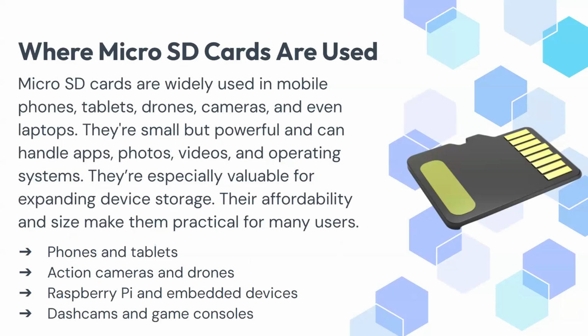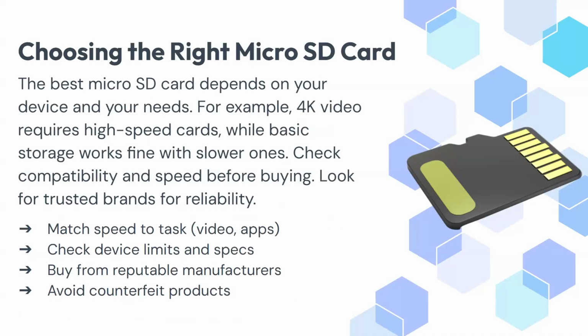So where are micro SD cards used? Micro SD cards are widely used in mobile phones, tablets, drones, cameras, and even laptops. They're small but powerful and can handle apps, photos, videos, and operating systems. They are especially valuable for expanding device storage. Their affordability and size make them practical for many users. So they're found in phones and tablets, action cameras and drones, Raspberry Pi and embedded devices, and dash cams and game consoles.